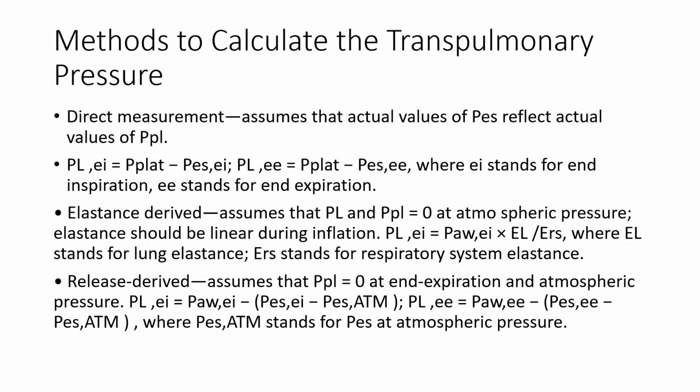The elastance-derived method assumes that transpulmonary pressure and pleural pressure are zero at atmospheric pressure, and that the elastance should be linear during inflation. So transpulmonary pressure during end inspiration is airway pressure multiplied by lung elastance over respiratory system elastance. The release-derived method assumes that pleural pressure is equal to zero at end expiration and atmospheric pressure. So pleural pressure during end inspiration is equal to airway pressure minus the esophageal pressure, minus the esophageal pressure at atmosphere.